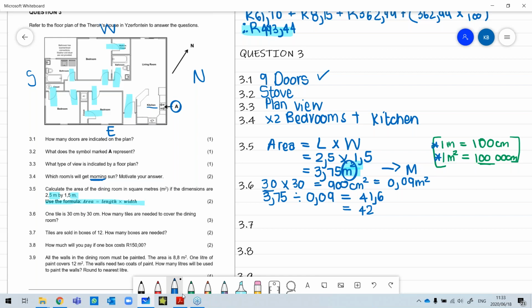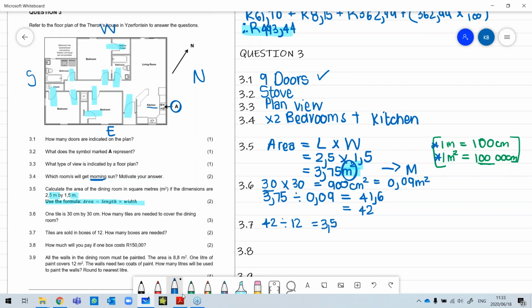Question 3.7. Tiles are sold in boxes of 12. How many boxes are needed? So I'm going to need 42 tiles. One box can take up to 12 tiles. So 42 divided by 12 gives me an answer of 3,5.